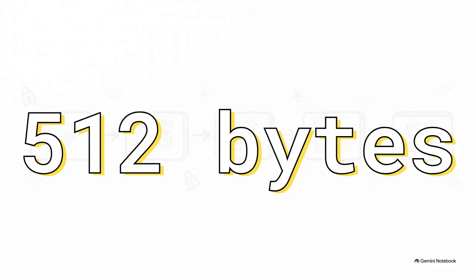Let the sheer efficiency of this sink in for a second. Look at this number, 512 bytes. If a block is totally full, and we're talking a massive 16-megabyte block holding over 65,000 individual transactions, to mathematically prove that one specific transaction is inside that block, an SPV node only needs a Merkle path of 16 hashes. That equates to just 512 bytes of data.